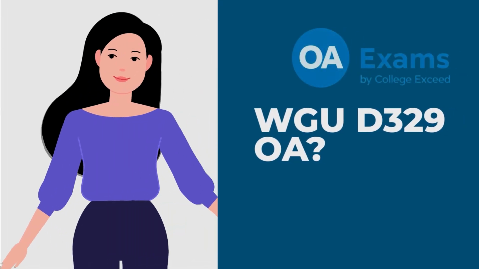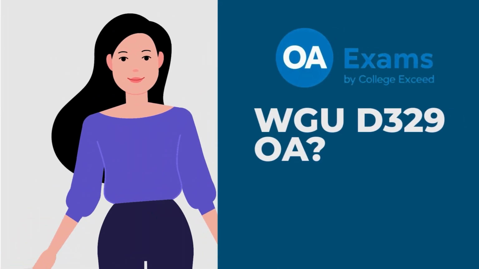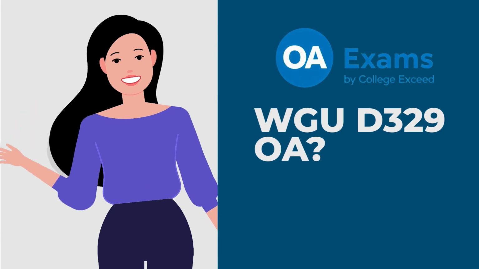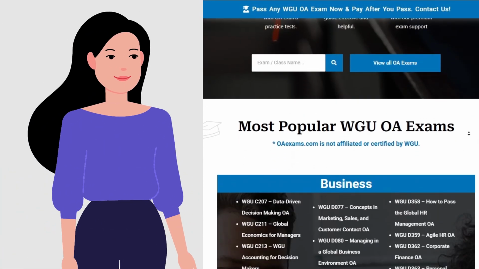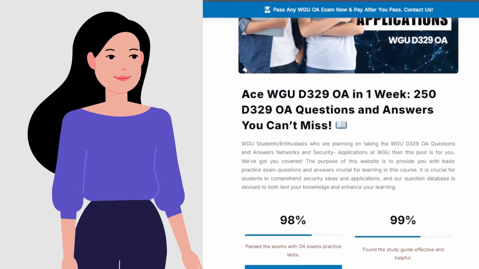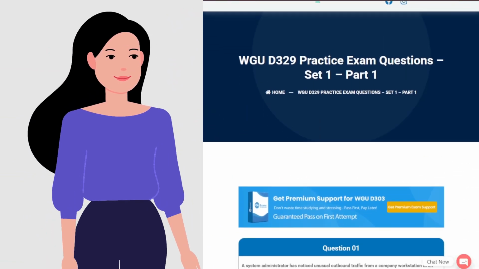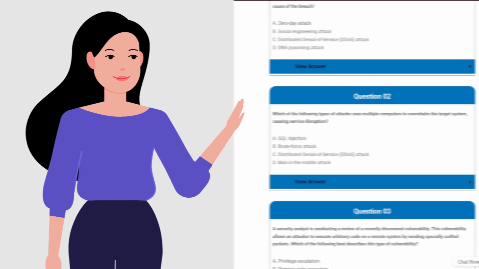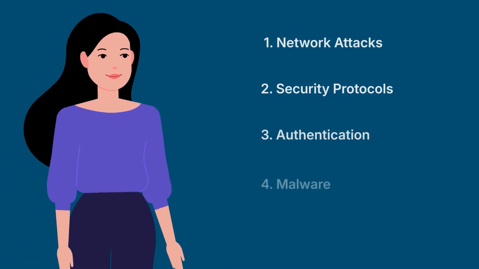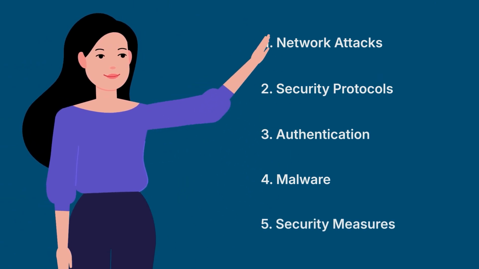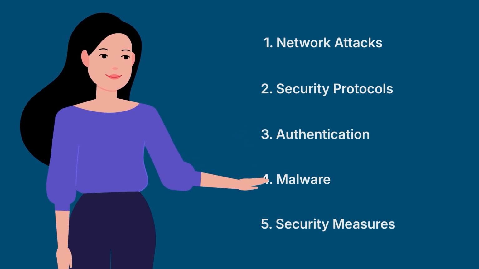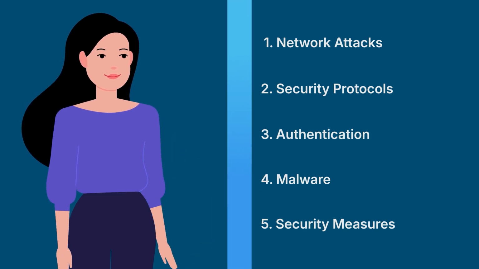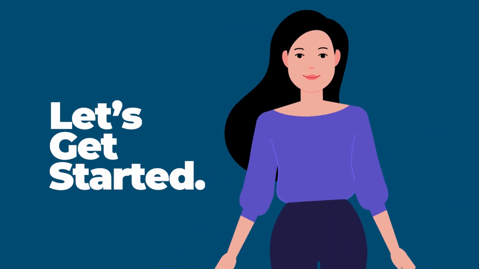Do you want to successfully complete the WGU D329 Objective Assessment for Networks and Security Applications course? Then you're in the right place. Our website provides a list of questions and answers with an emphasis on preparing for your success in the Networks and Security Applications D329 course. In this video, we will cover questions from network attacks, security protocols, authentication, malware and security measures. So, let's get started.